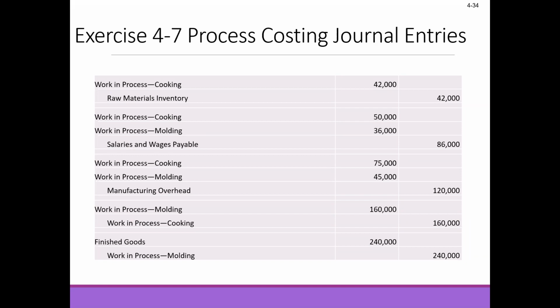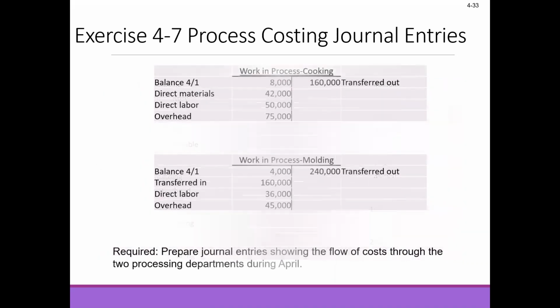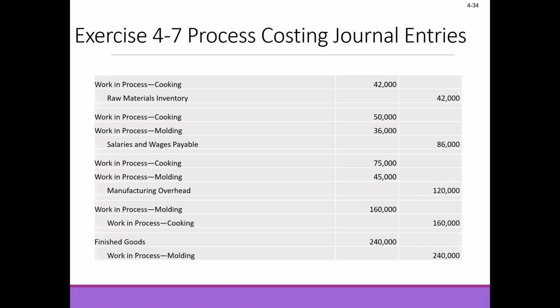For salaries and wages payable, we put into labor: debit work in process for cooking for 50, debit work in process molding for 36. We credited salaries and wages payable of 86. Now let me go back and show you the direct labor here of 50, the direct labor here of 36, how we're coming up with our numbers. And that was credited wages and salaries payable of 86.